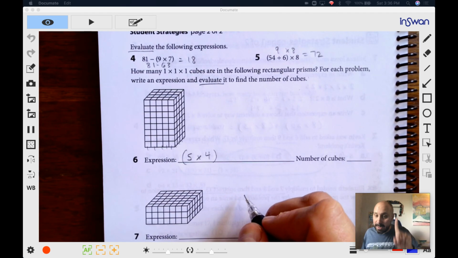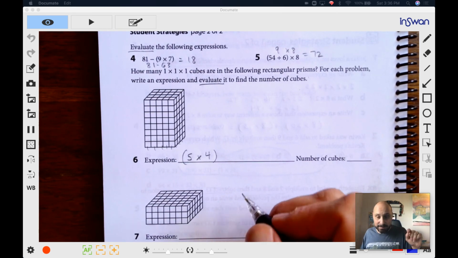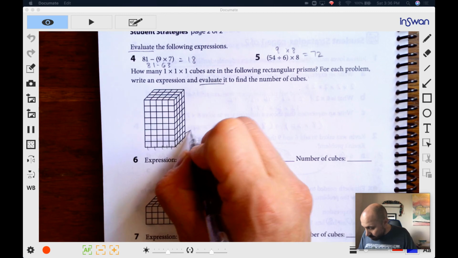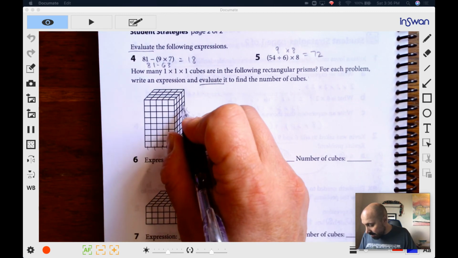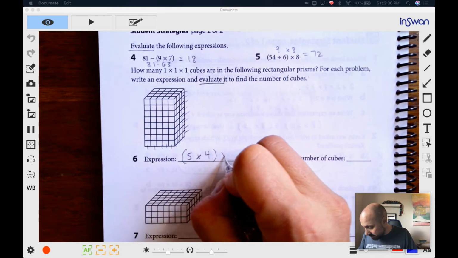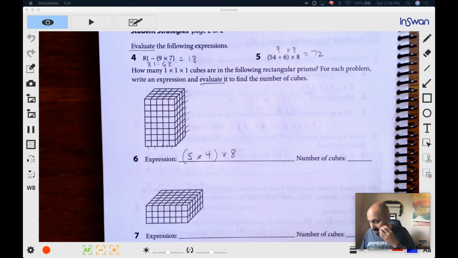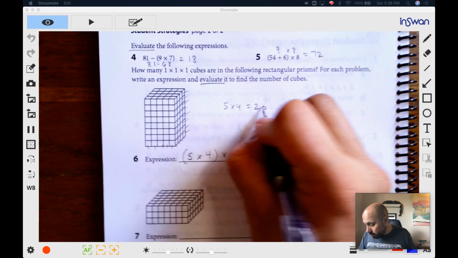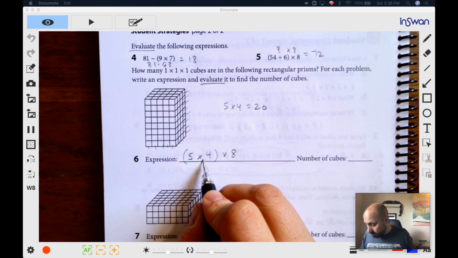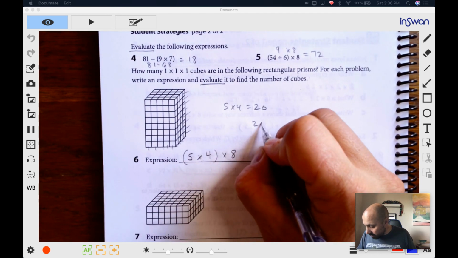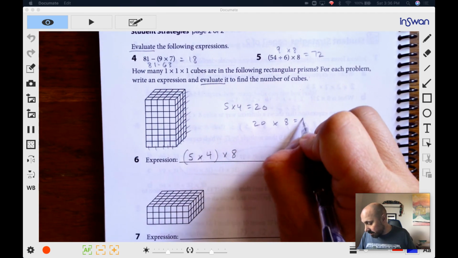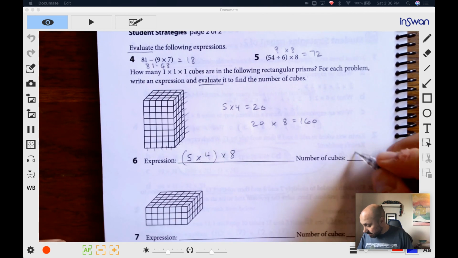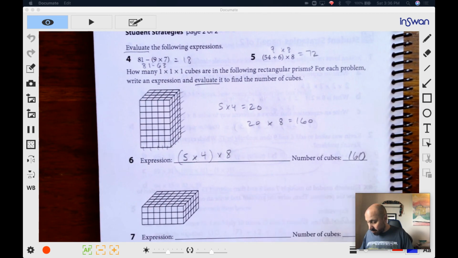Now, how tall is this rectangular prism? Let's see. 1, 2, 3, 4, 5, 6, 7, 8. It's 8 high. So how many cubes are in here? Let's see. 5 times 4 equals 20. I just did that from right here. And then 20 times 8 equals 160. So the number of cubes is 160.